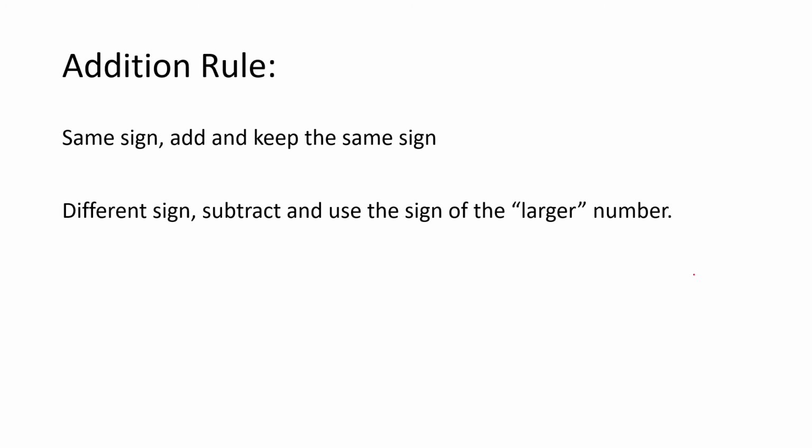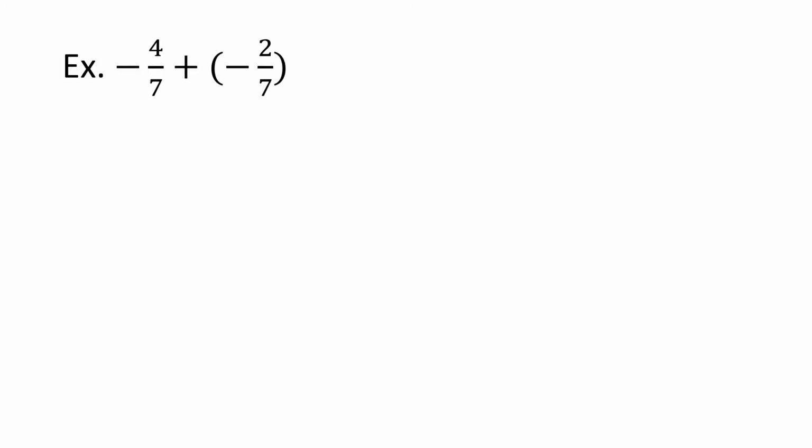So when we subtract, we're ignoring the negatives. And when I'm talking about the larger number, we're talking about the one that looks larger, like absolute value wise. So let's say we have negative 4 over 7 plus negative 2 over 7. The first step you should do when you're dealing with negative fractions is to change both fractions so that your numerator is the one that's negative.